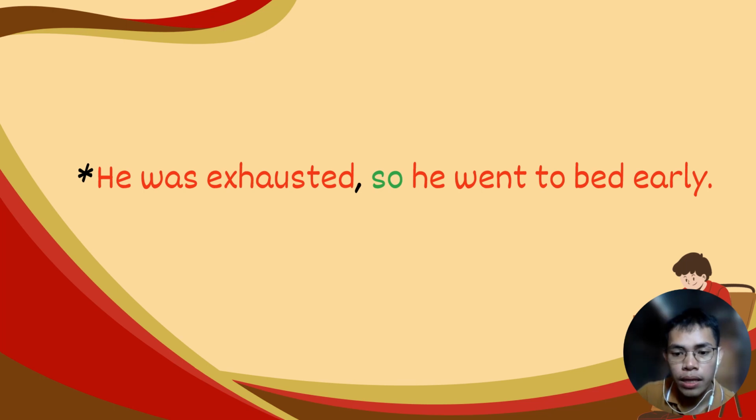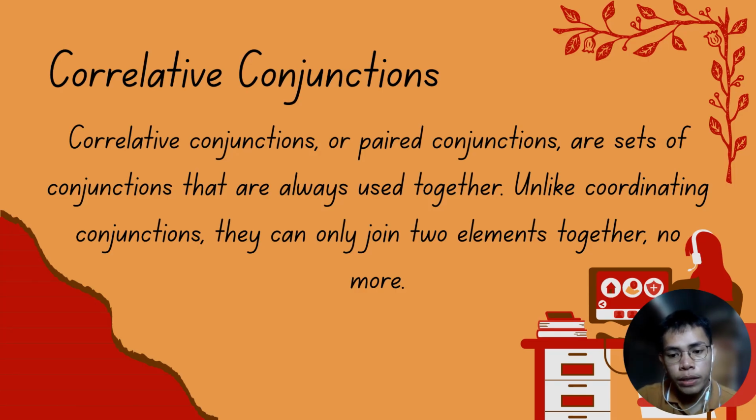And I hope you understand the coordinating conjunctions because we will proceed to another type of conjunction. Now let's proceed to the correlative conjunctions. So basically, correlative conjunctions are paired conjunctions, sets of conjunctions that are always used together. And unlike coordinating conjunctions, they can only join two elements together, no more.